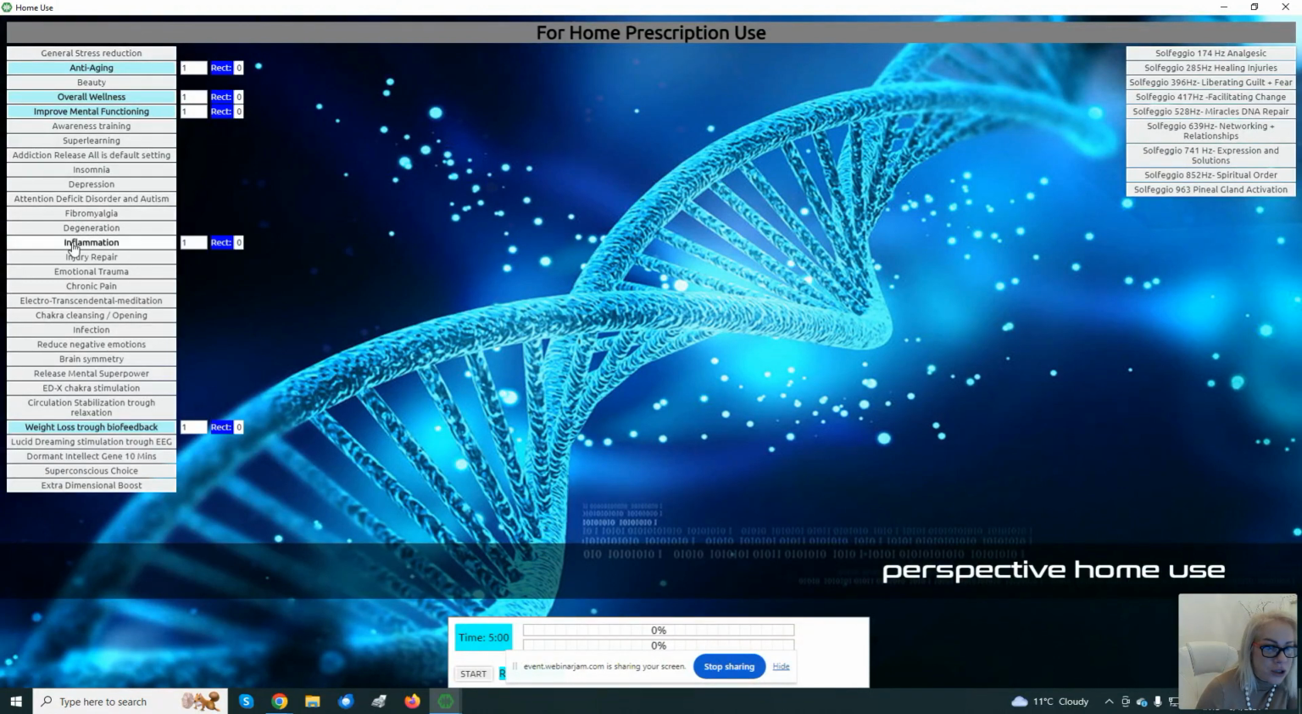Okay. Inflammation for the anti-inflammation, emotional trauma to reduce that stress and cortisol. General stress reduction also addresses cortisol levels. Okay, reduce negative emotions. Meditation, reducing cortisol. Okay.